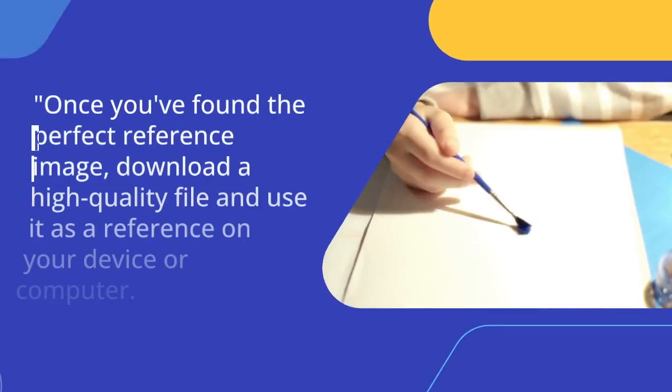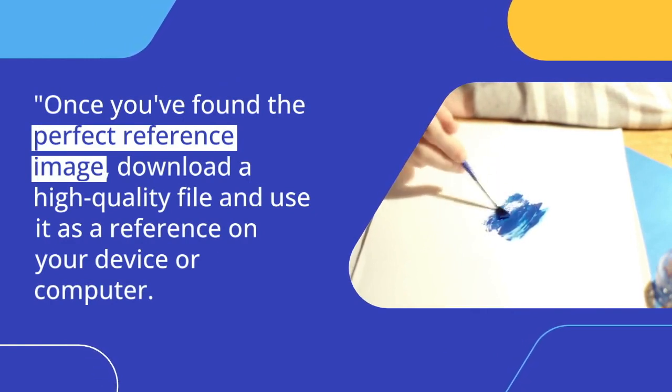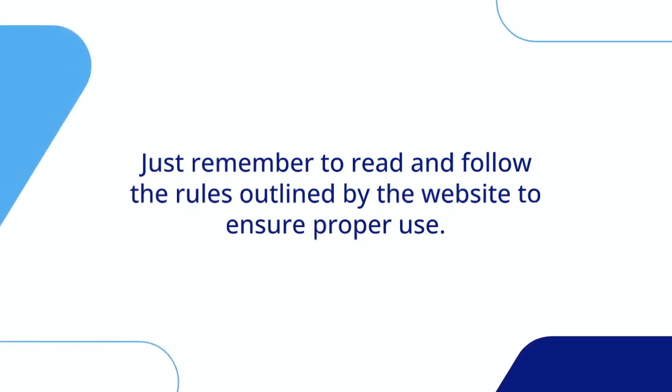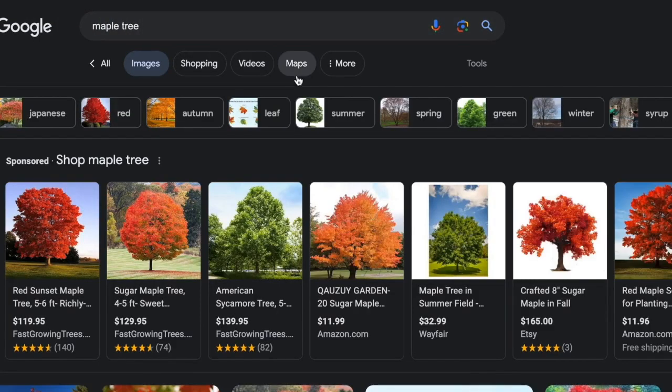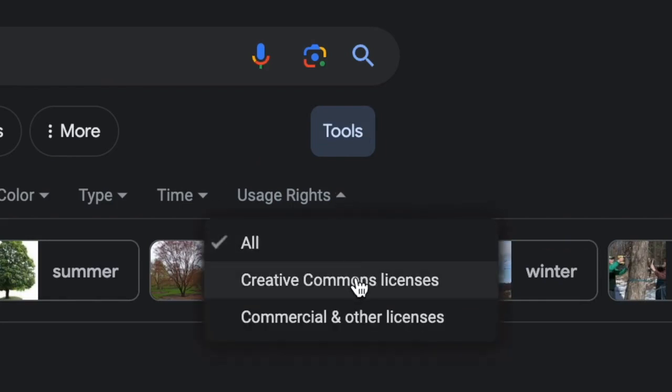need. Once you've found the perfect reference image, download a high-quality file and use it as a reference on your device or computer. Just remember to read and follow the rules outlined by the website to ensure proper use. Google Image Search also allows you to filter for royalty-free images, giving you even more options.